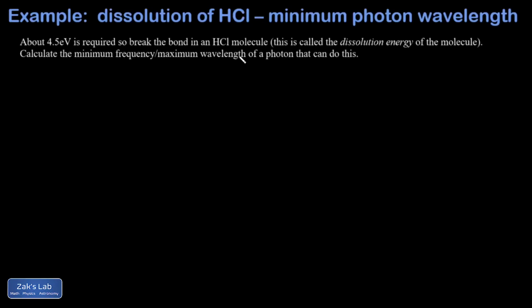In this video, we're talking about the dissolution energy of a single hydrogen chloride molecule. And so it takes about 4.5 electron volts to break this molecule apart. Now, given that energy, we want to find the minimum frequency or maximum wavelength of a photon that can do this. So a photon that has exactly 4.5 eV of energy is barely energetic enough to get this done.